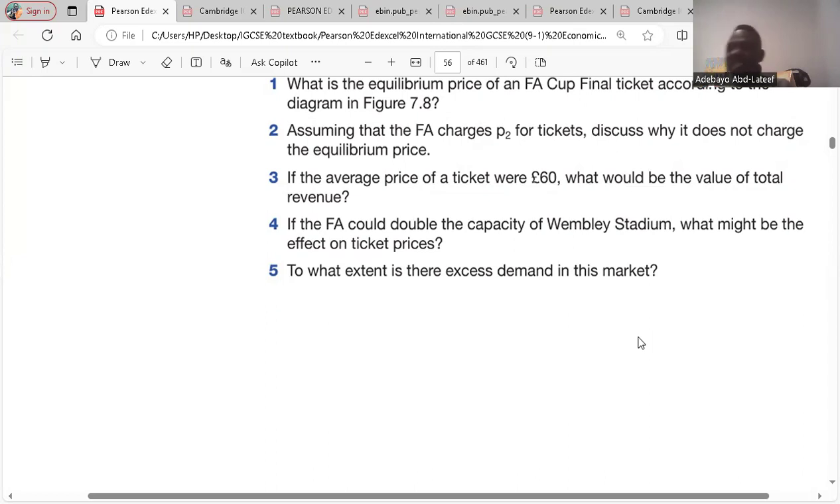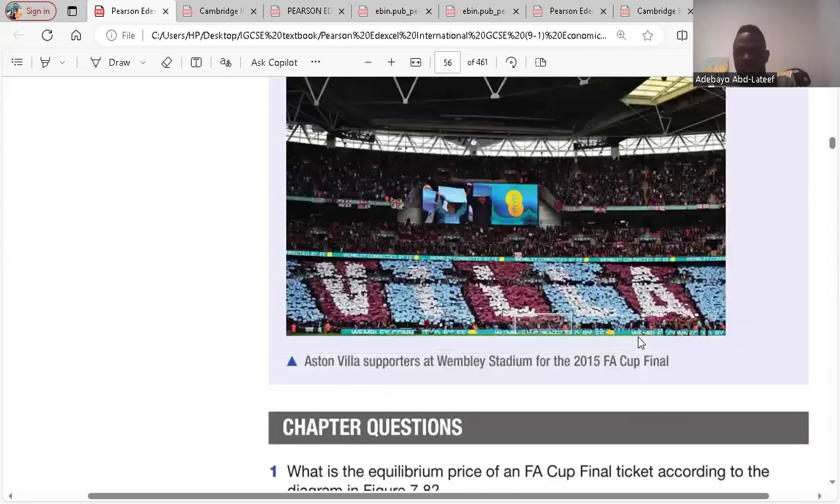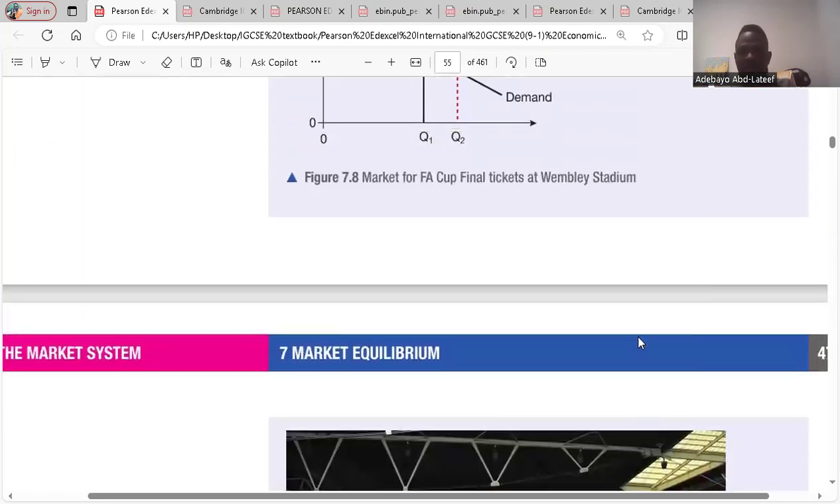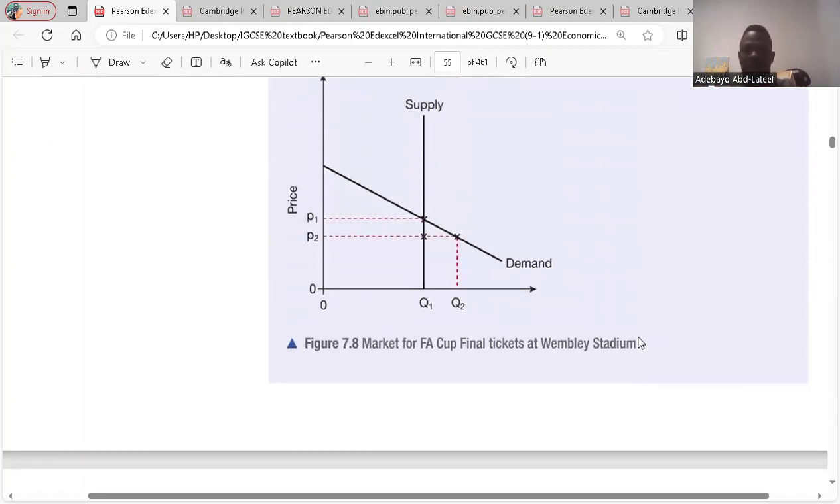So what does excess demand mean? Excess demand means the price is charged below the equilibrium price, right? Yeah. So here I wrote, excess demand exists when demand is greater than supply. In this case, supply is Q1 and demand is Q2. When you look at it, go back to the graph. Supply is at Q1. Demand is at Q2. Do you see it? That is excess demand. Do you get it? So the quantity demanded is greater than the quantity supplied.